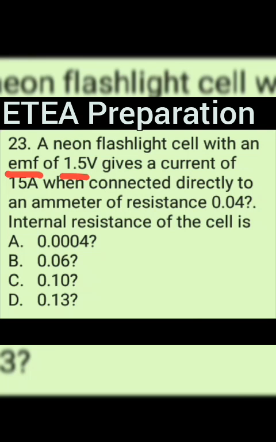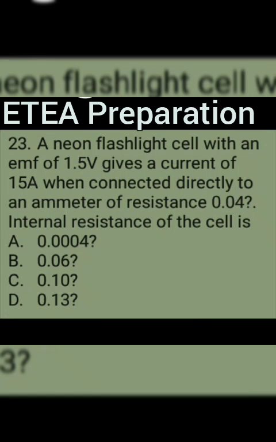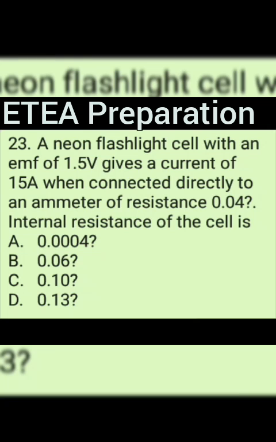A neon flashlight cell with an EMF of 1.4 volt gives a current of 15 ampere when connected directly to an ammeter of resistance 0.04. The internal resistance of the cell is. तो इसका राइट ऑप्शन है ऑप्शन नंबर बी. नेक्स्ट क्वेश्चन.